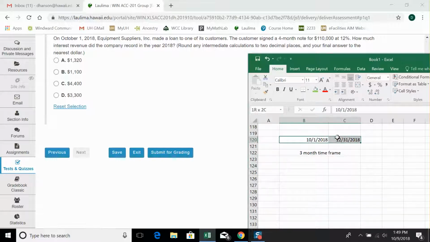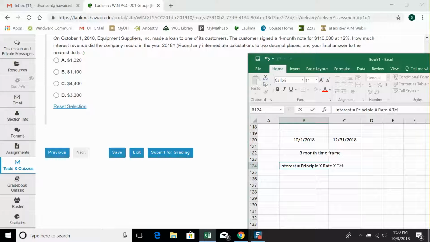Okay, so all we really have to do now is use our interest formula. So interest equals principal times rate times time in any order. Okay, so first of all, interest will equal the principal, which was a $110,000 note, times the rate, which is 12% annually, times the time.